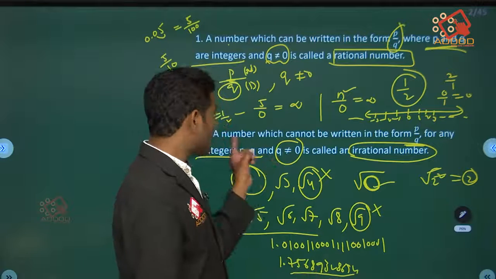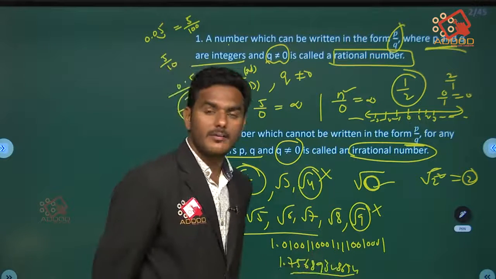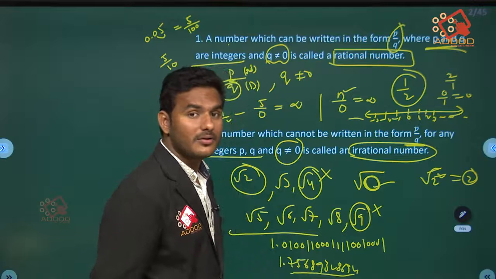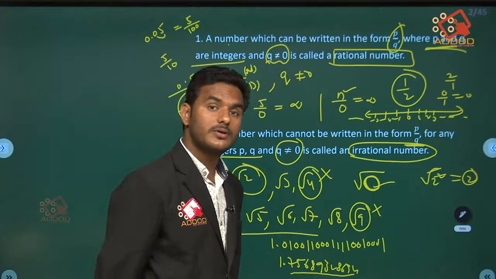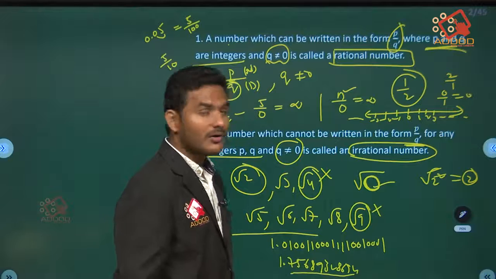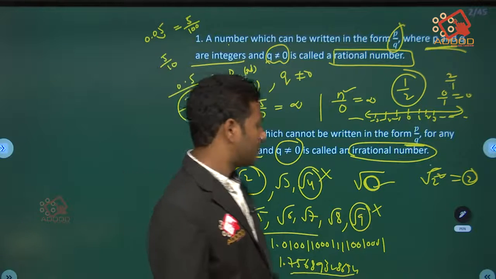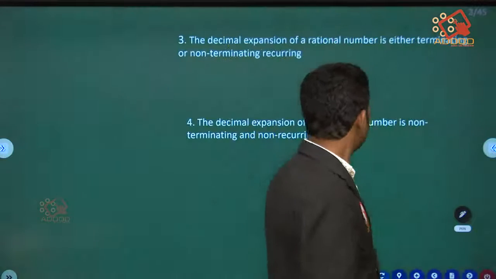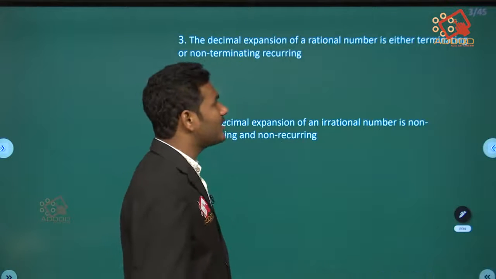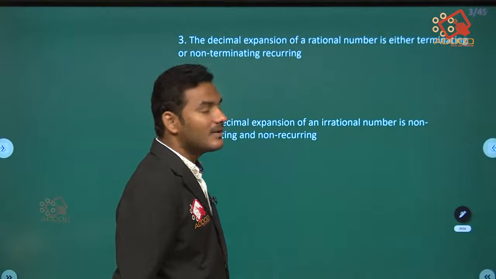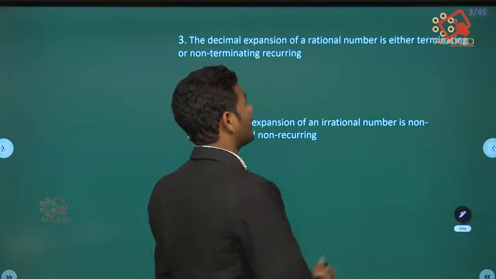So that is the number which cannot be written in the form of p by q, in which q is not equal to 0 and p and q are both integers. At that time we can call those numbers irrational numbers. Understood, right? Now the decimal expansion of a rational number is either terminating or non-terminating.